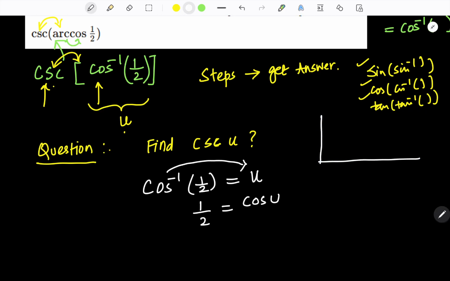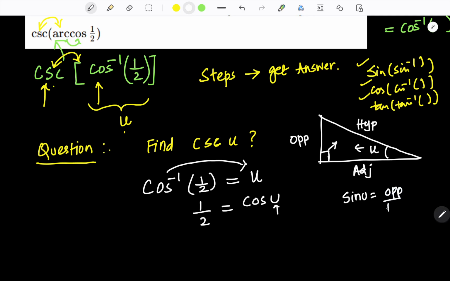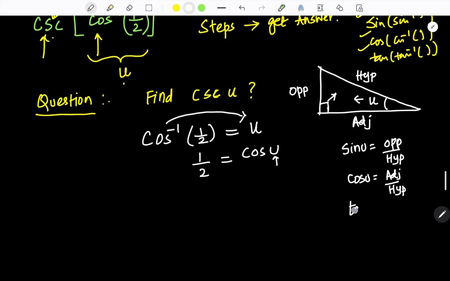Suppose you draw a triangle here, and this is the angle U. Opposite to angle U is the opposite side, and this is 90 degrees. Opposite to 90 degrees is the hypotenuse, and this is the adjacent side. So what is cosine U according to the formula? I'll write the formula again. Sine U is opposite side divided by hypotenuse. Cosine U is adjacent side divided by hypotenuse. And tan U is opposite side divided by adjacent side.